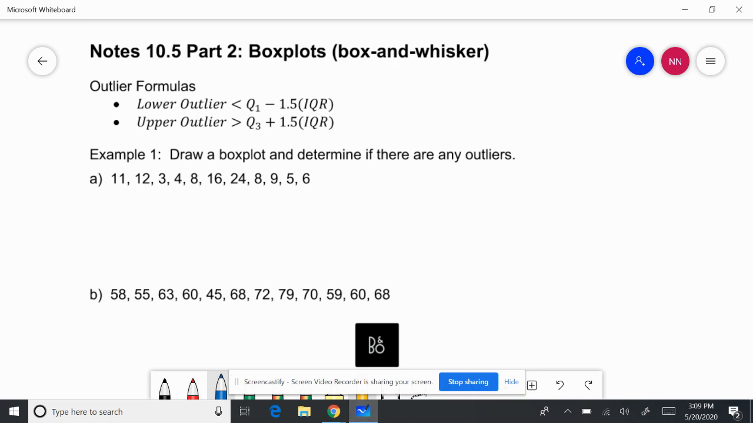We're now going to look at how to find outliers for box plots, or a box and whisker plot. Finding the outlier, there is a specific formula. We're going to look at lower outliers and upper outliers. If we're trying to find a lower outlier, it would be a point that is less than the difference of Q1 and 1.5 times the IQR.